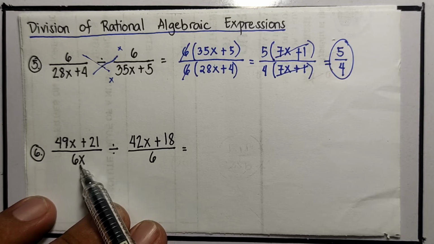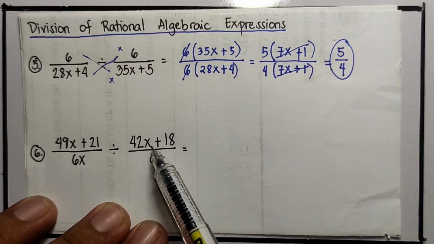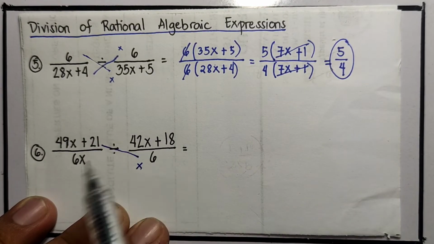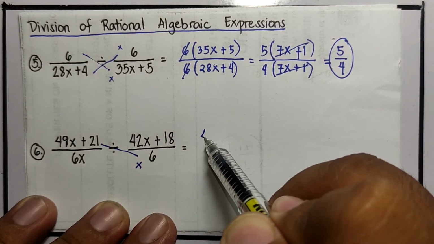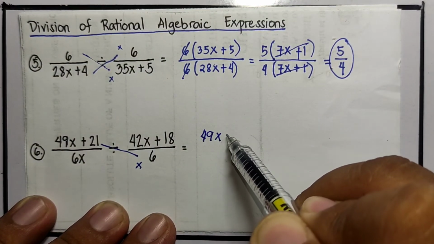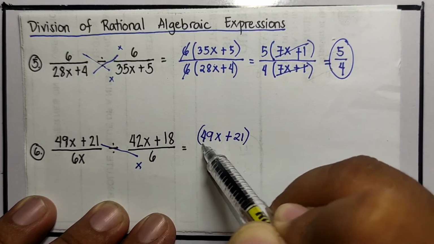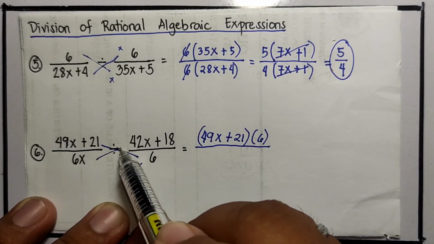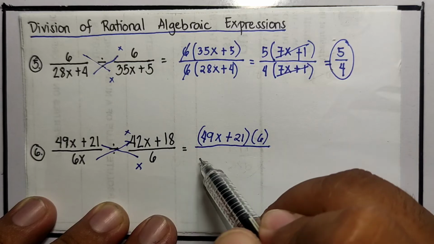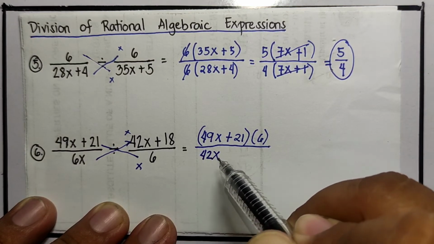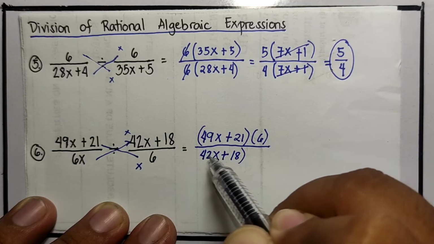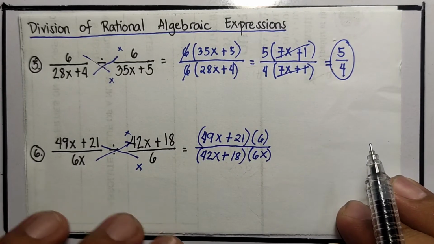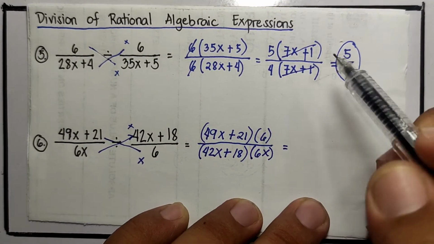49x plus 21 all over 6x divided by 42x plus 18 all over 6. Simply cross multiply. You have 49x plus 21 times 6, all over, cross multiply, 42x plus 18 times 6x. Let's factor out first what can still be factored.